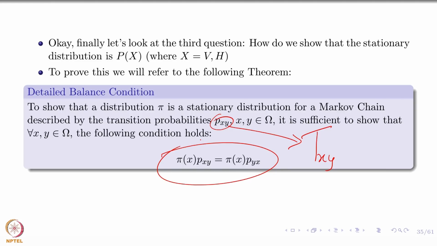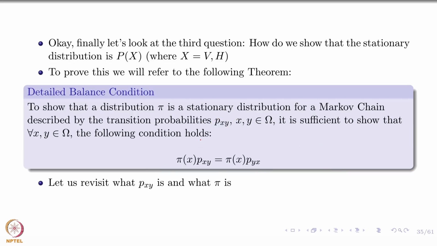I know it's very hard to understand what this condition is, why we need to prove it and so on. So I'm not going to prove this theorem. We are going to take it for granted that the detailed balance condition is sufficient to show that the distribution pi is a stationary distribution for the given Markov chain. We'll have faith in this theorem, and we'll show that for our particular case, this condition holds. Hence, the distribution that we care about is the stationary distribution. So you see where we are headed now. We're going to rely on this theorem and prove what we need to prove.